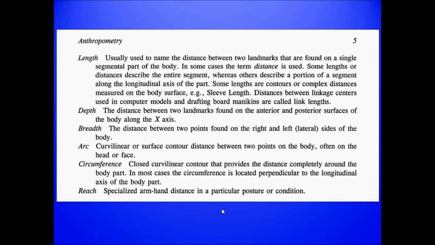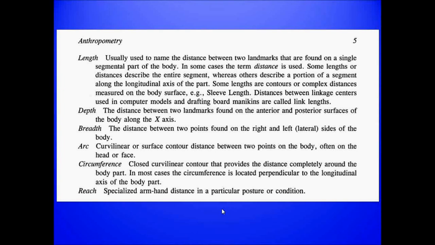Circumference is the curvilinear contour that provides a distance completely around the body part. In most instances, circumference is located perpendicular to the longitudinal axis of the body. In this case would be, let's say, measurement of the circumference of the head. Hat sizes, for example, would come into play. So in the case of occupational ergonomics it would be safety helmets, and circumference around the neck size, to make sure that there's a good fit with the neck and around the belt and so on.